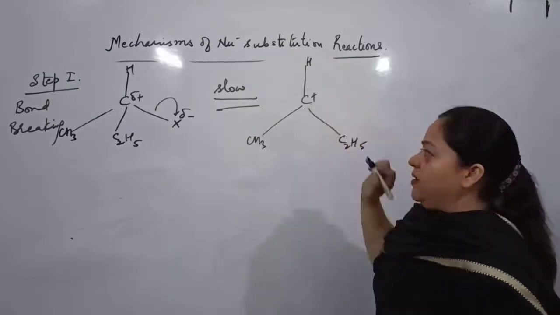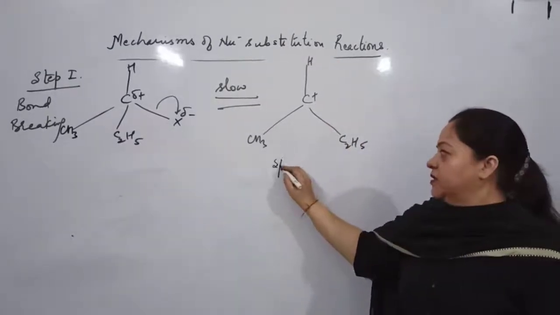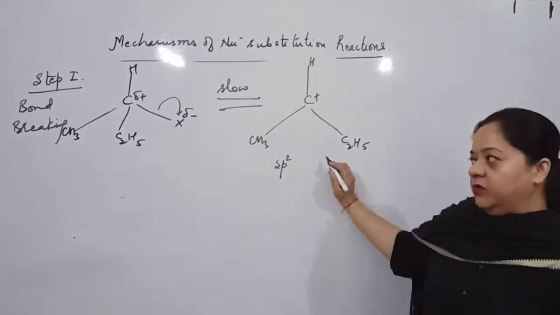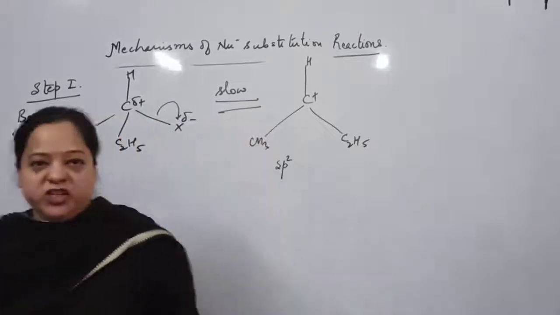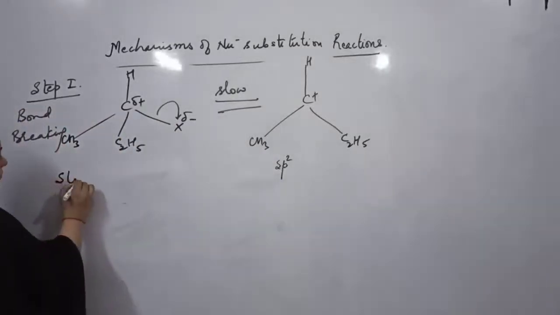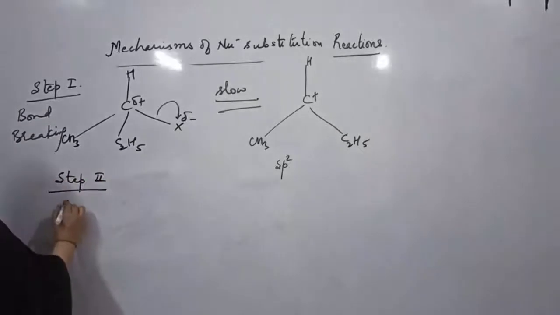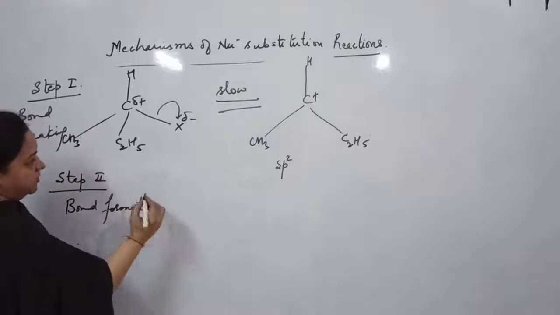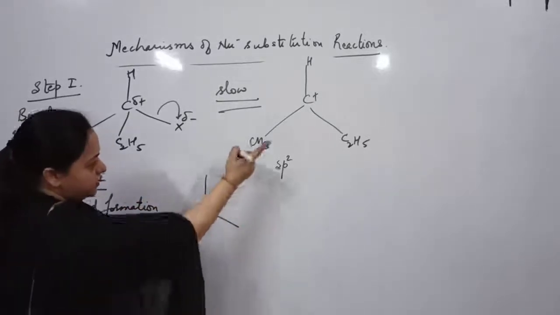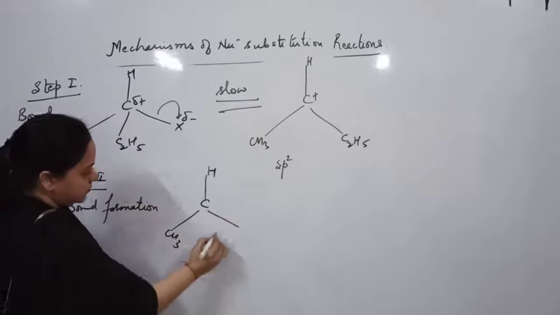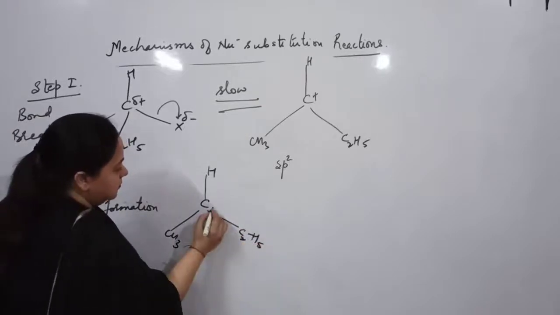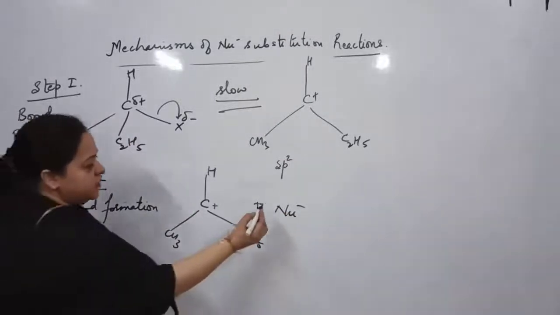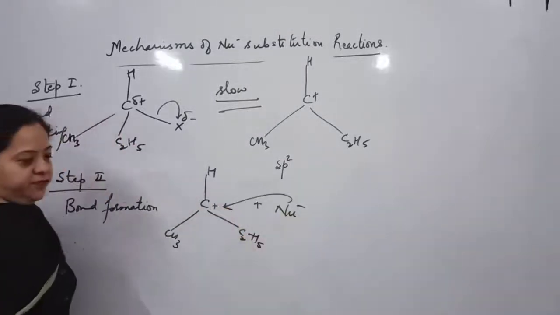This carbon carries the positive charge. This is sp2 hybrid and is a triangular planar structure, the first step, that is the bond breaking. Then bond formation takes place in the second step. Step 2, that is bond formation, which starts with this intermediate and nucleophilic attack with 50% probability from the frontal side.